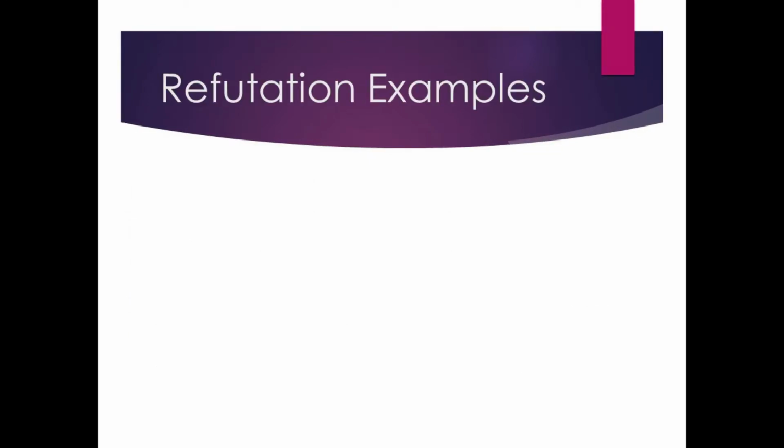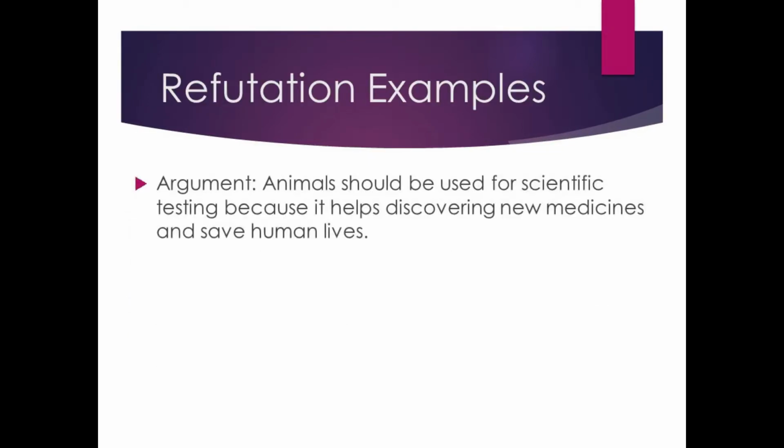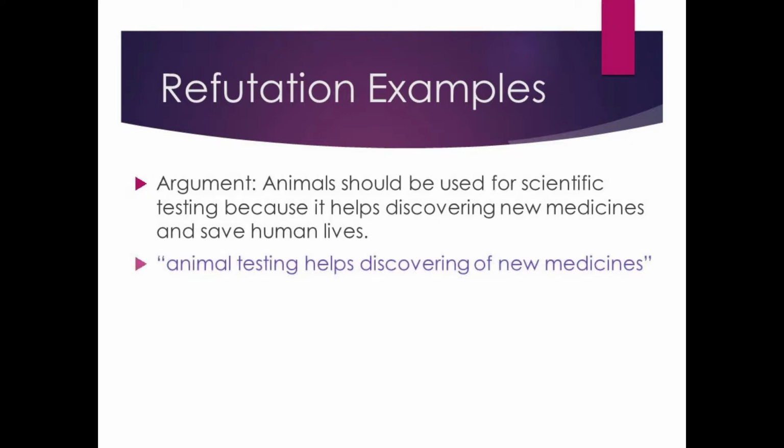Let's see an example. In the following argument, animals should be used for scientific testing because it helps discovering new medicines and save human lives. To construct your refutation, we could follow these steps. First, the other team's argument would be: animal testing helps discovering new medicines. Second, you should state your counter-argument, such as: scientific testing injures animals.